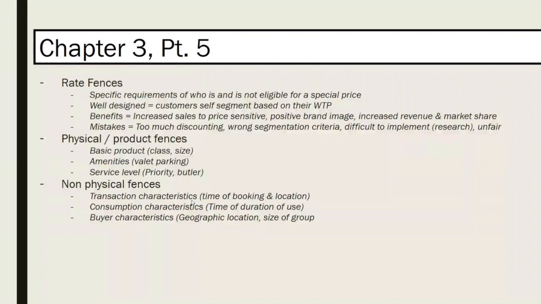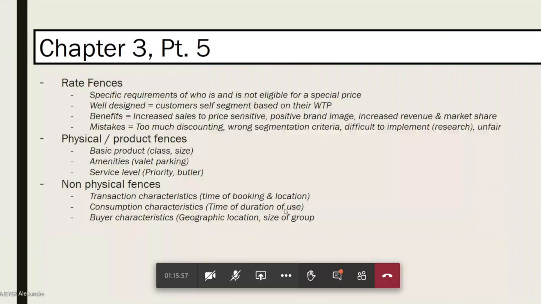So, time and duration of use. An example of a consumption characteristic would be, for example, an early bird in a restaurant, right? Sometimes restaurants give a discount if you come at 6 p.m. as opposed to the regular 7 p.m. And then you have buyer characteristics. If they want valet parking and they want a bigger room, that all generates higher rates, and that generates more revenue.